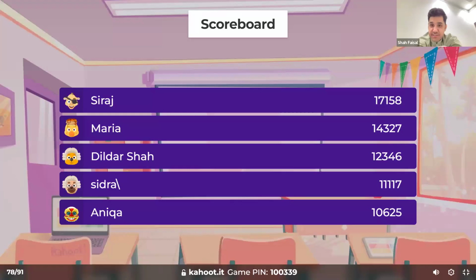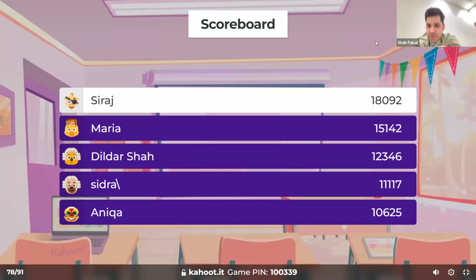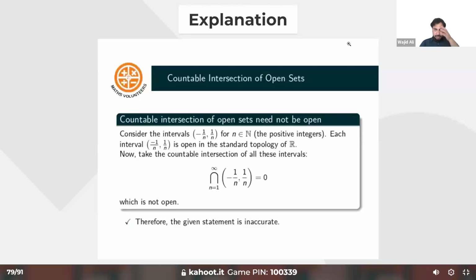So the countable intersection of open sets is not always open. You take the intervals from -1/n to 1/n, and they shrink as you increase n, but they always contain 0. So the intersection would contain only 0, which is a closed set. It's not open. So this is a counterexample where a countable intersection of open sets is not open.